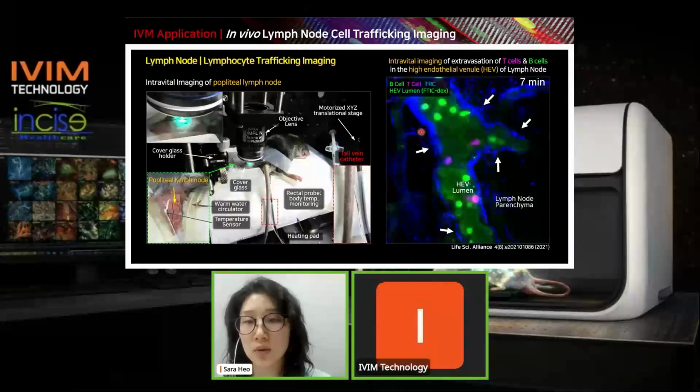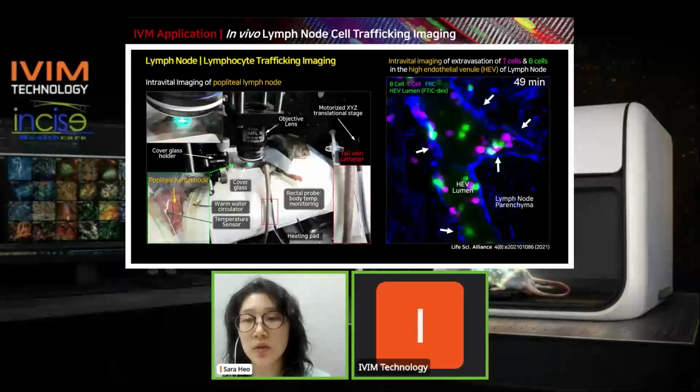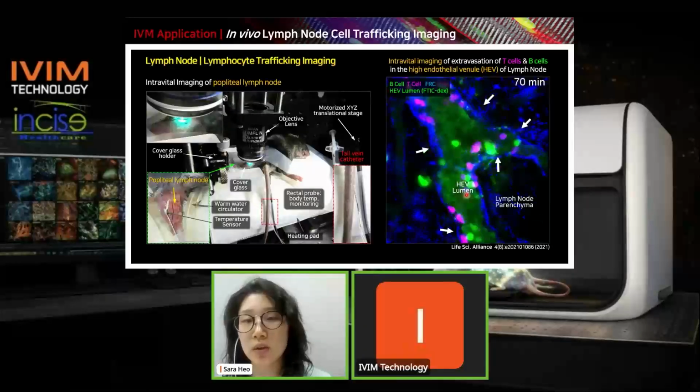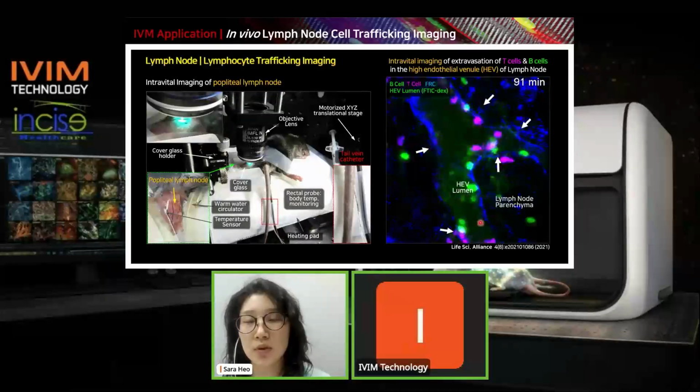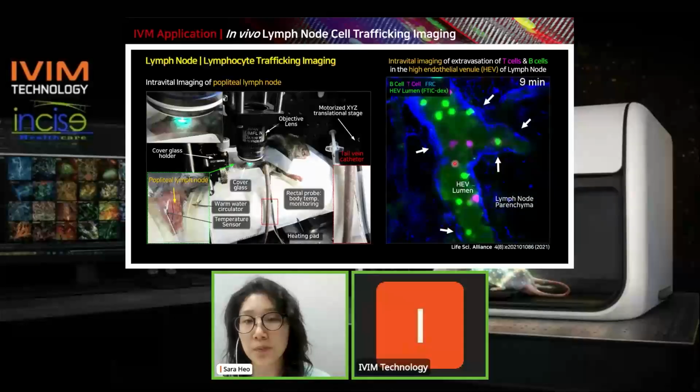So this is the lymph node, and these cells are indicated in blue. The movement of the cells is quick in this video, but there are different movements of immune cells captured. And you can see that the cells are coming in and out of the lymph node.